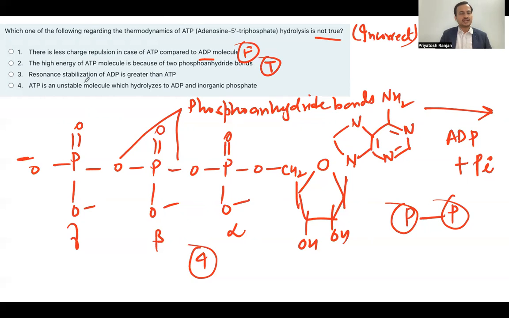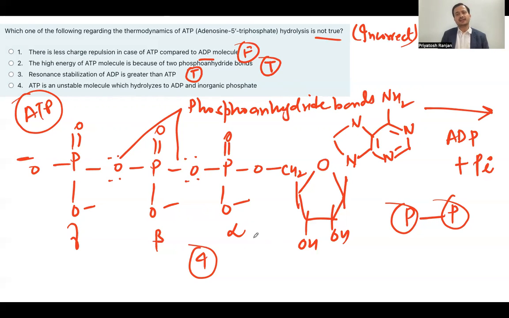So the high energy of ATP molecule is because of 2 phosphoanhydride bonds. Seems true. Resonance stabilization of ADP is greater than ATP. Seems true. Why so? Because in case of ADP, you just need to compare this structure, which is ATP, with the ADP, which is going to be the same except for this terminal phosphate. So resonance stabilization of ADP indeed is greater. Why? Because remember here, the lone pair of electrons on the oxygen is surrounded by 2 electron withdrawing groups. You have this oxygen surrounded by 2 electron withdrawing groups here, same here.